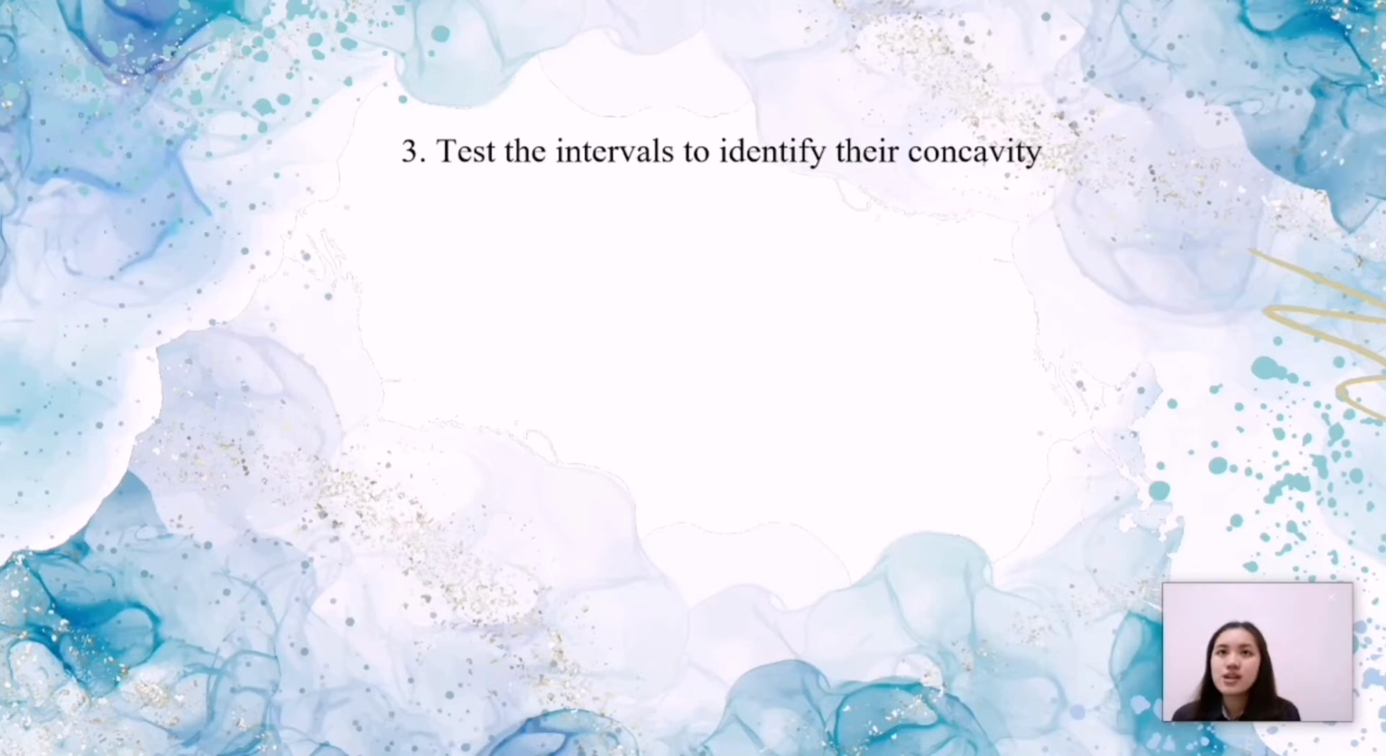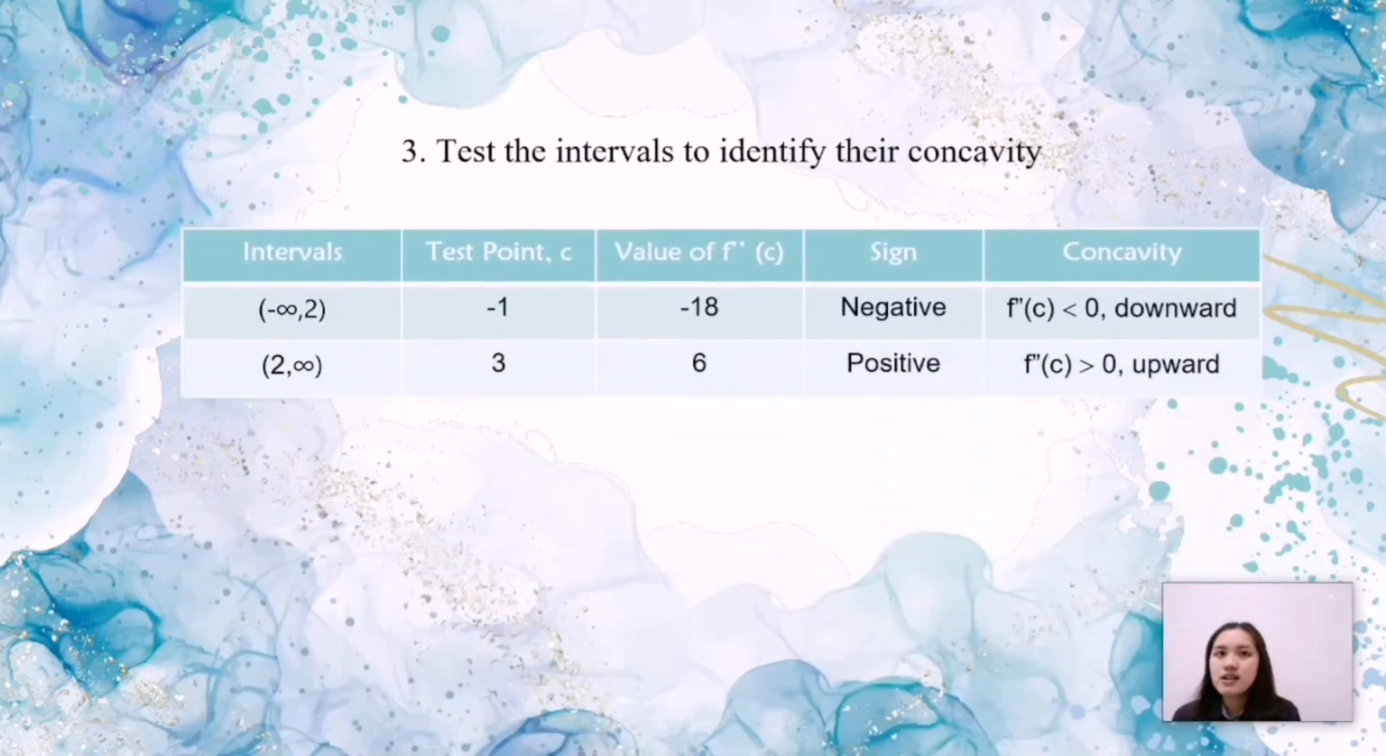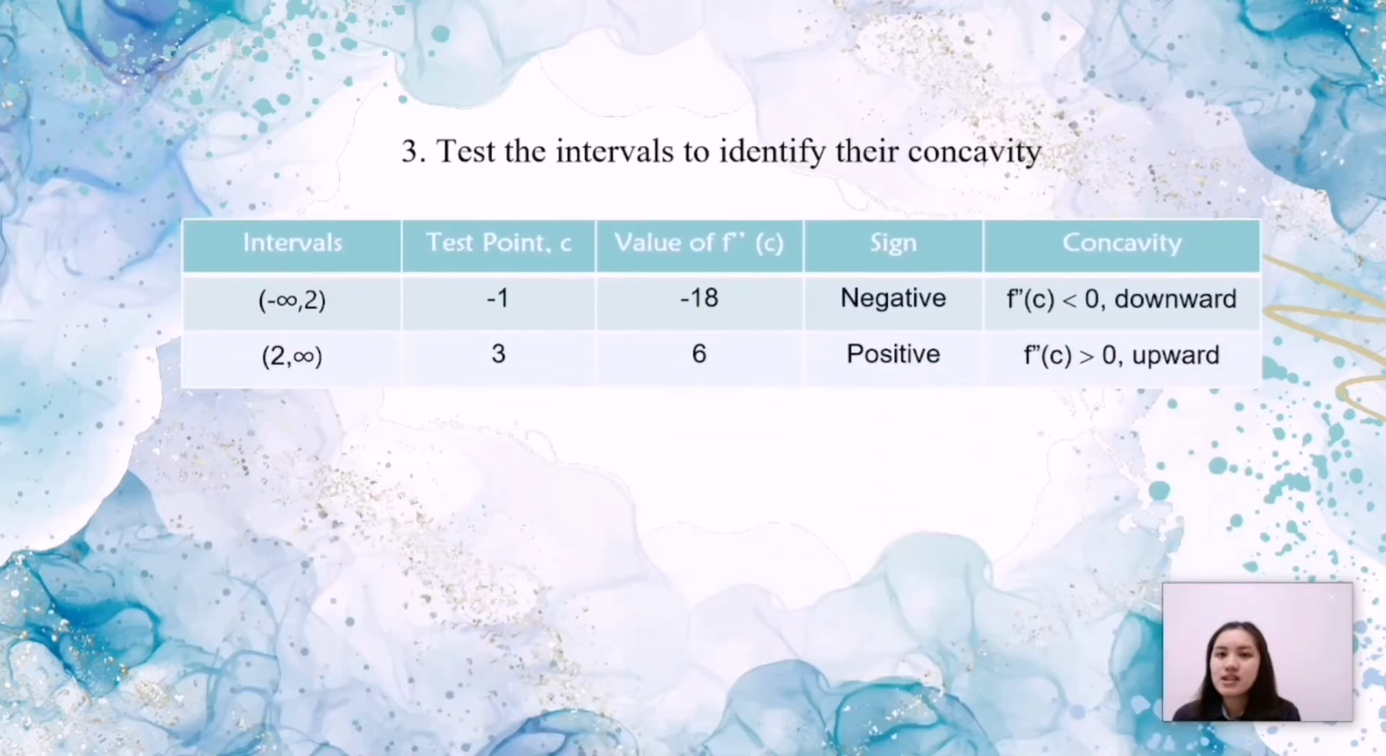Third, test the intervals to identify their concavity. So for the interval negative infinity to 2, we can choose negative 1 as the test point. We can notice that the second derivative value will become negative 18, and the sign is negative, so the second derivative is less than 0 and the concavity is downward.